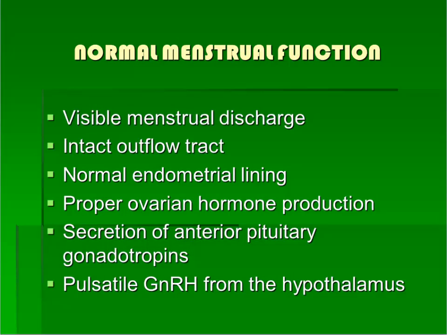Normal menstrual function requires that the brain, ovaries, and uterus are functioning appropriately and that the outflow tract of the uterus, cervix, and vagina is patent. If there is an abnormality at any of these levels, amenorrhea may occur.